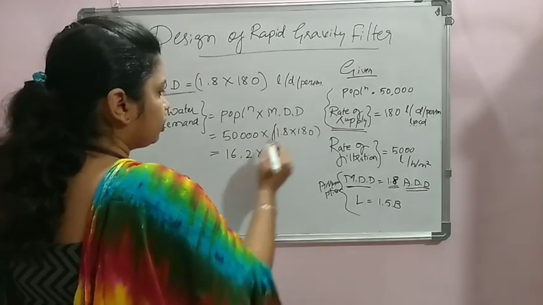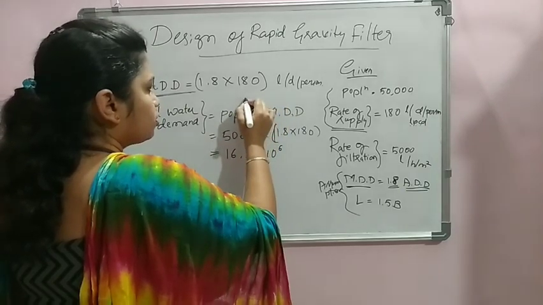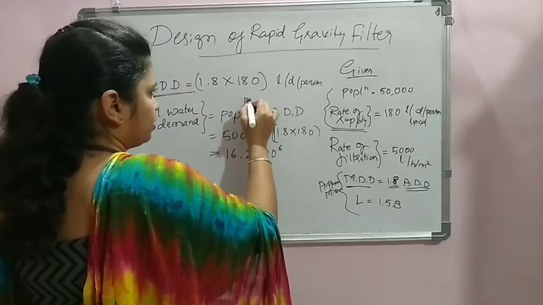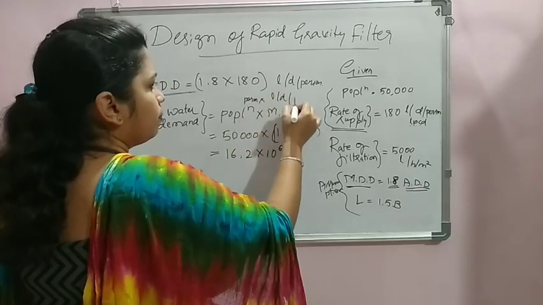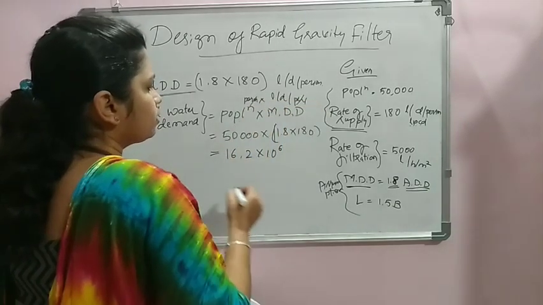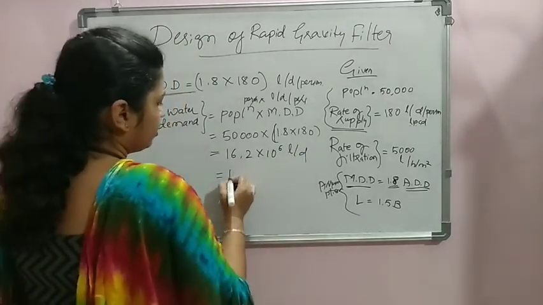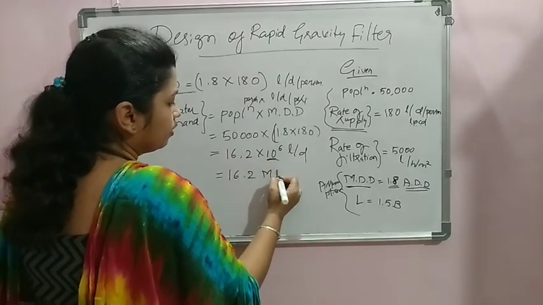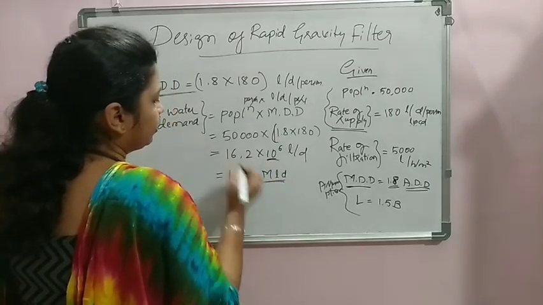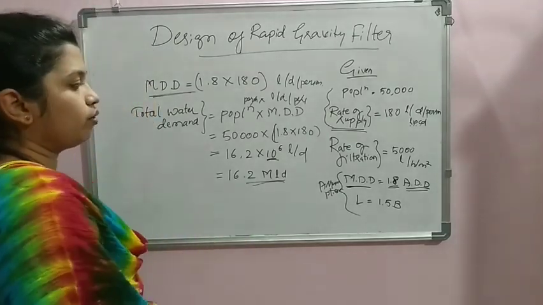Here also the unit comes to be the same. Here it is population, which is considered to be per person. Population is nothing but person. Here the unit is liters per day per person. So person gets cancelled. The remaining unit is liters per day, or else we can also write it as 16.2 million liters per day, MLD.